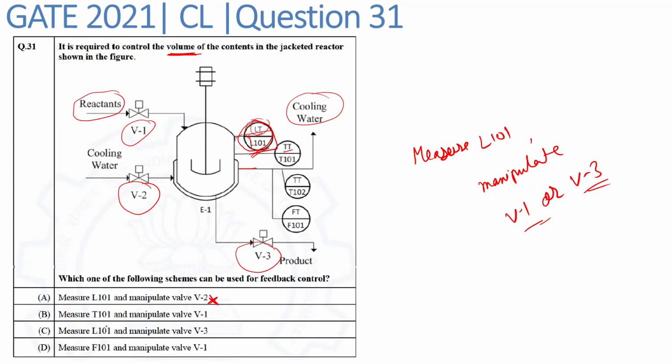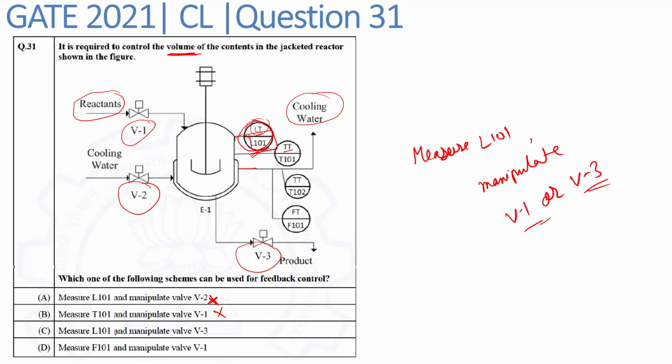The second option is measure T101 and manipulate valve V1. Again, this T101 will be measuring the temperature of the reactor, and it won't have any correlation with the volume of the content present in this reactor. So this is also incorrect.